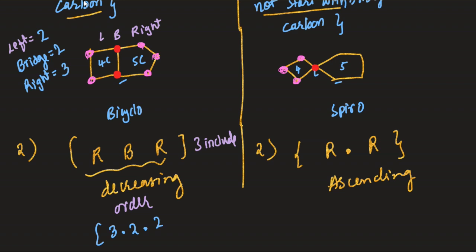Sorry, bridge it's 0. Why 0? Because do you have any carbon in the middle? There is no carbon in the middle, right? So therefore you can write 3.2.0. Right. Coming to this side, how many pink carbons do we have? 1, 2, 3, 4. So the right side has a total of 4 pink carbons, the left side has 3. So the bracket should be written in ascending order, that is nothing but 3.4.